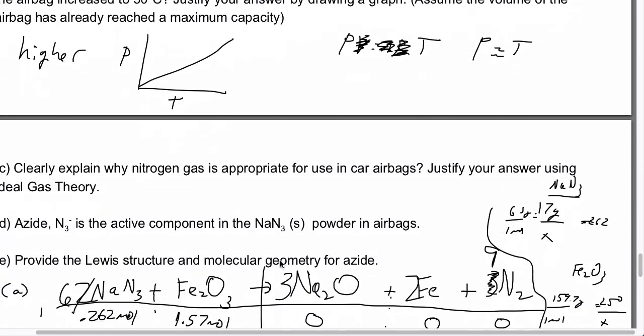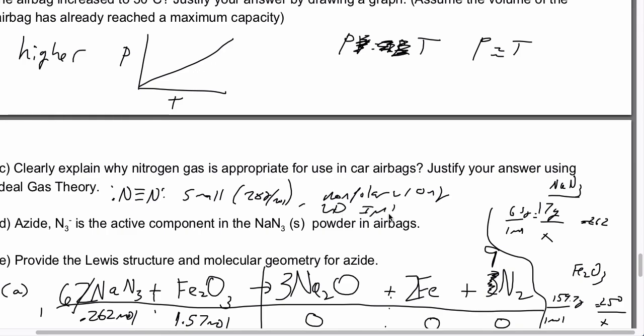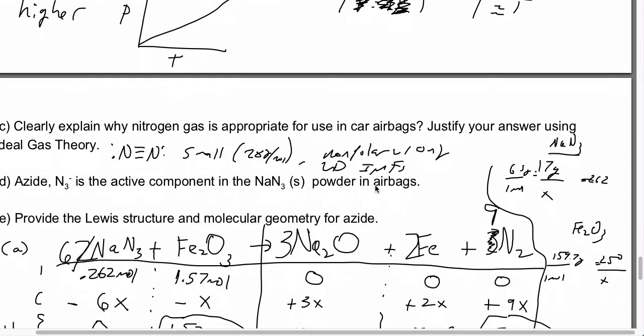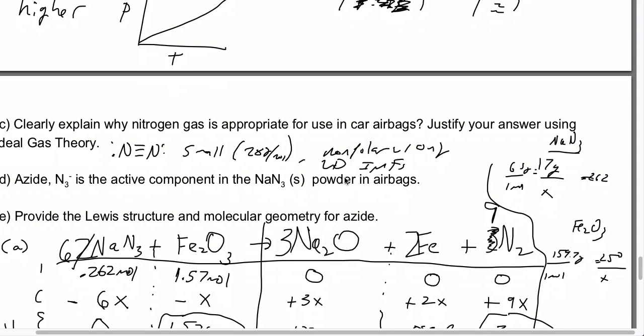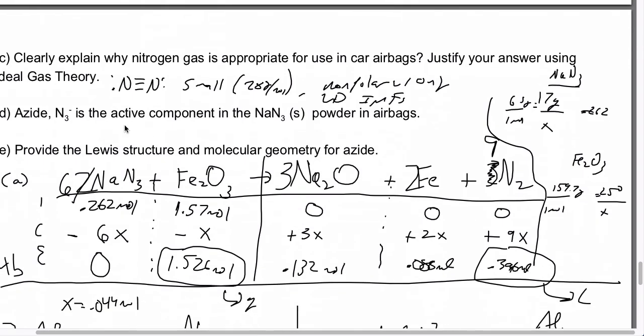C, clearly explain why nitrogen gas is appropriate for airbags. So the Lewis structure for nitrogen is that. It's a small molecule. Its molar mass is approximately 28 grams per mole, so it's not big, and it's nonpolar with only LDF IMFs. So it's going to want to expand. Azide is the active component in NaN3 powdered airbags. So really, this is all part of E.